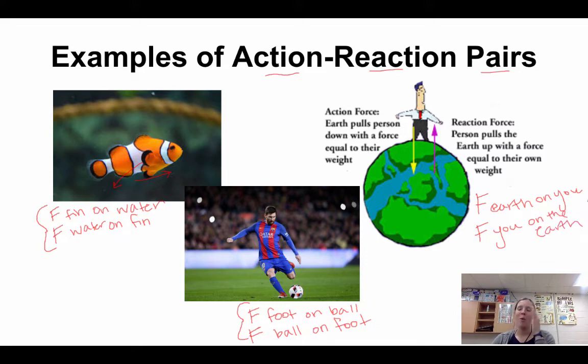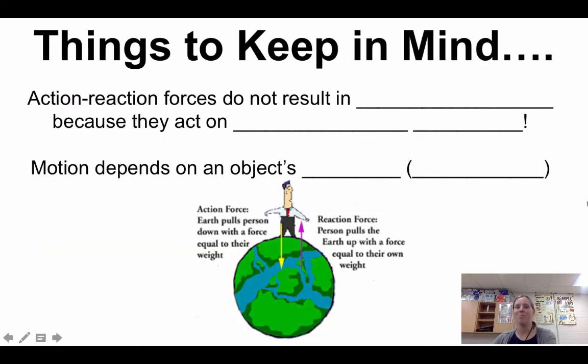Now you might be going, wait a minute. The Earth isn't jumping up. If I'm at the top of a building and I jump off, I get pulled down to the Earth, but the Earth doesn't get pulled up towards me. So what's going on here?